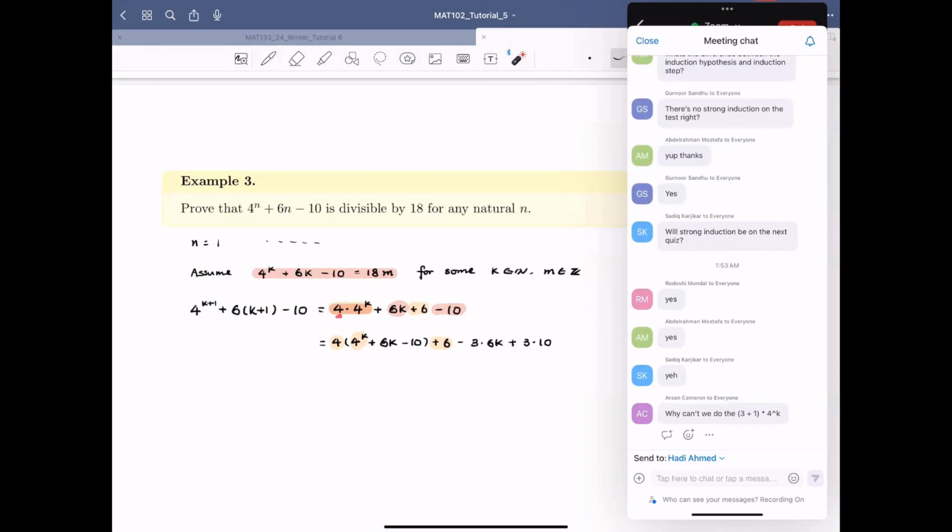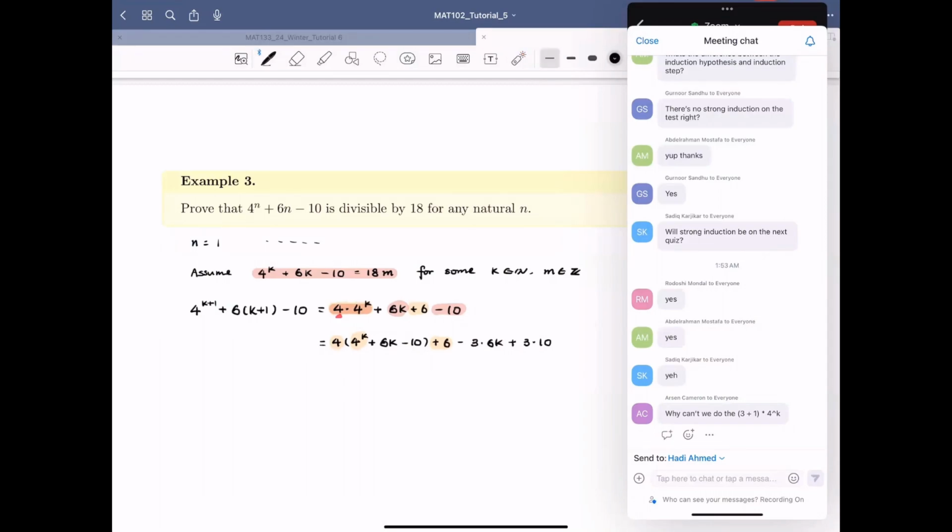Okay, let me go back to this. Because this one has 4 copies, I cannot use this directly, so I'm gonna make everything 4 copies so that I can use it. So I'm gonna have 4 times this, which equals 4 times 18m, right? And then I subtract the extras I added. Here I added 3 more copies of 6k, so let me subtract them. Here I subtract 3 more copies of 10, so let me add them back. So that these 2 lines are actually equal to each other.